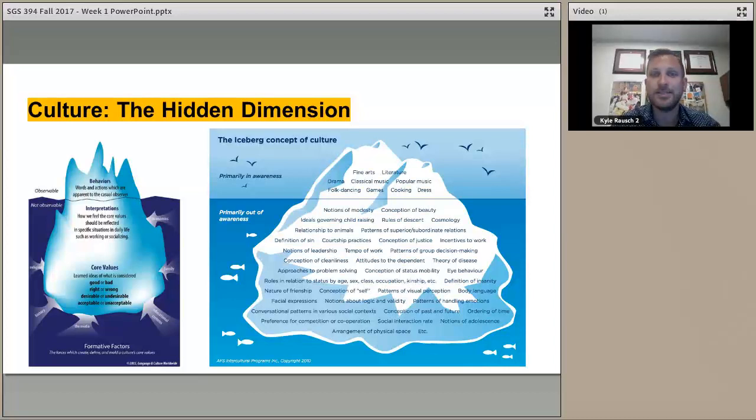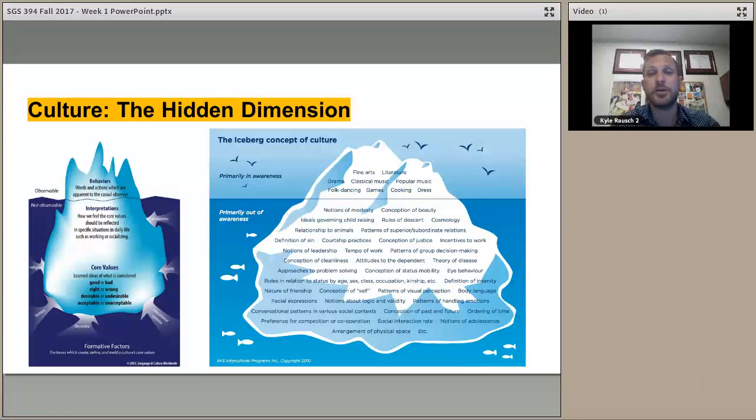I've selected these 2 images of icebergs for different reasons. The image on the left shows that the visible aspects of culture are often behaviors or words or actions which are apparent to the casual observer. Often when we are traveling, these are the most easily evident aspects of the host culture that make us immediately realize we are no longer in our home culture.